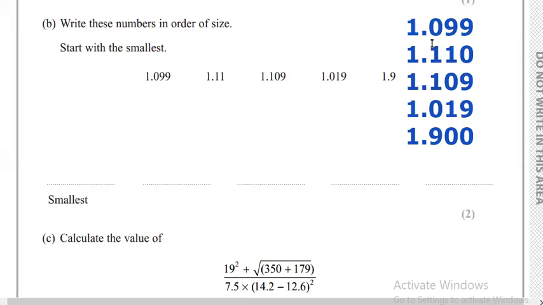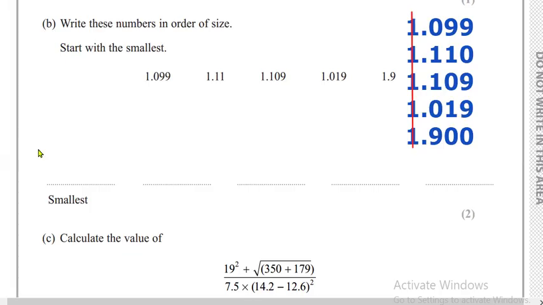Now, you can use this to know which one is the biggest number. You can read them as thousands, or instead of that, you can remove the numbers that are the same. For example, they all have 1, so I can remove this. Now, I can read them like this: 99, 110, 109, 19, 900. Now, I can put them in order depending on their size.